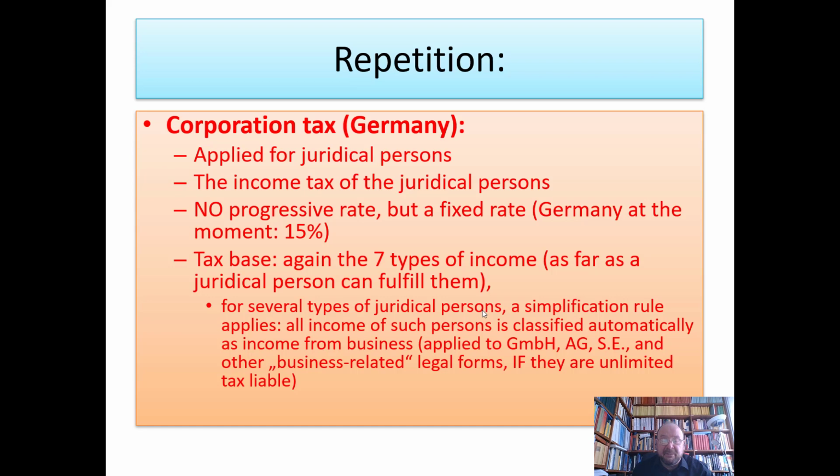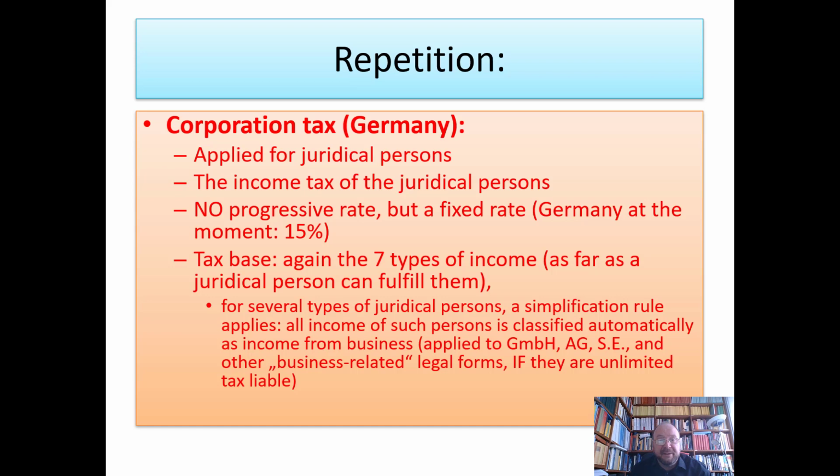So the 7 types of income are relevant too in principle, but the German legislator said some decades ago there were some legal forms which were only allowed to run if you were willing to run a business with them. That was the GmbH, the AG, later the SE, and cooperatives and so. And so tax law drew the conclusion that as in former times these specific legal forms were only allowed to run a business and not to do anything else, anything which these forms of business then had as income must necessarily derive from business activities.